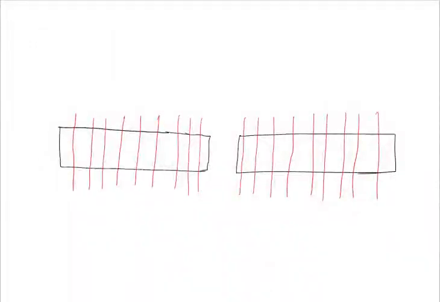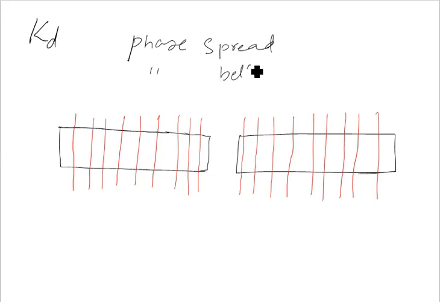Hello everyone. So in the last lecture we started dealing with the distribution factor, KD. We had discussed the pitch factor. This KD we were telling about phase spread, and then phase belt. We discussed it. If you don't remember, we will revise it again.